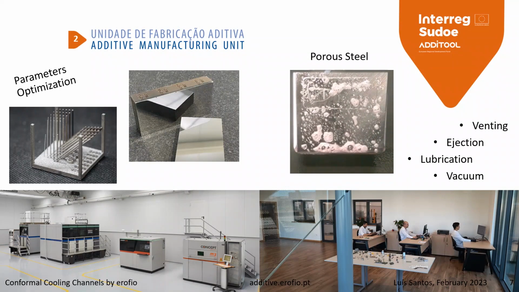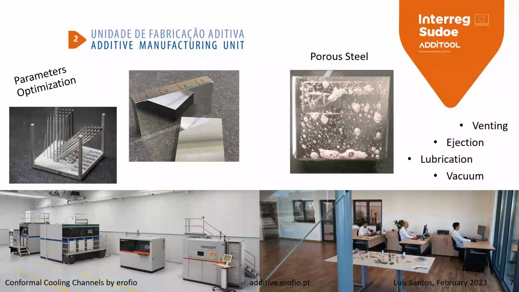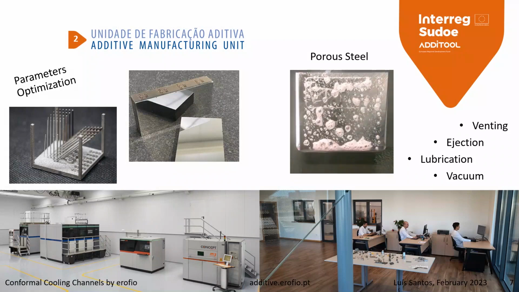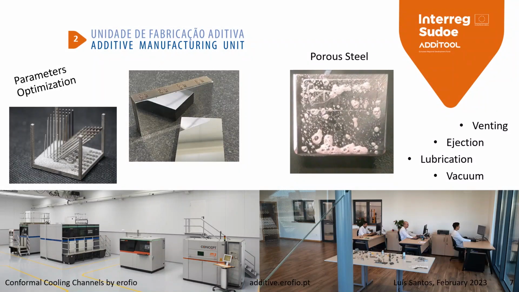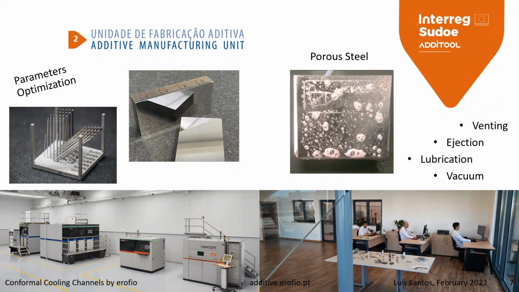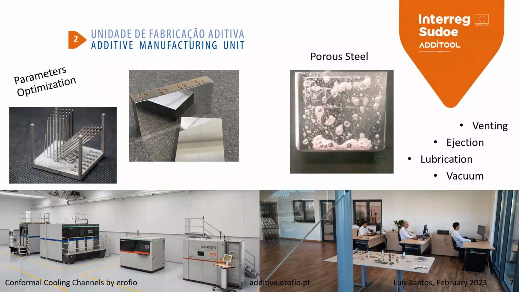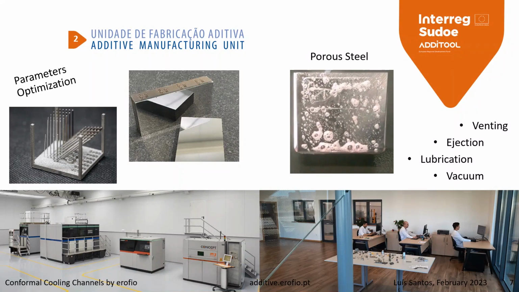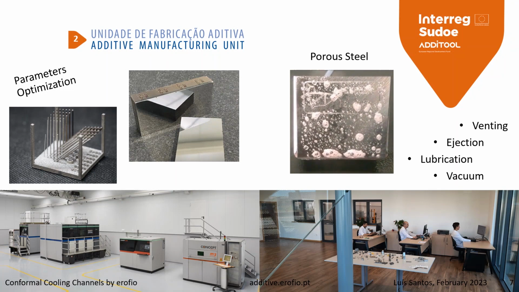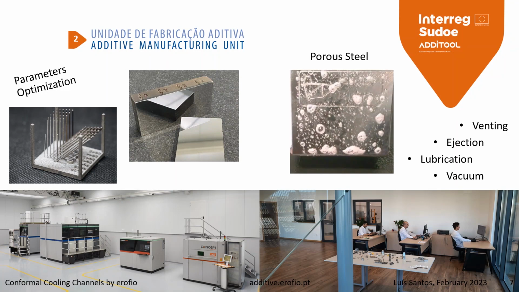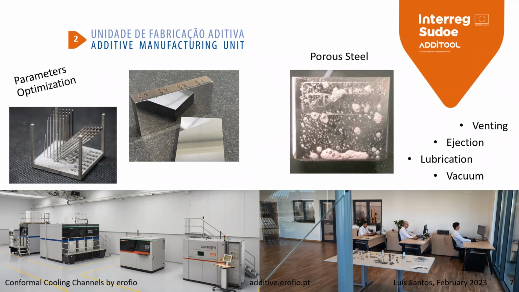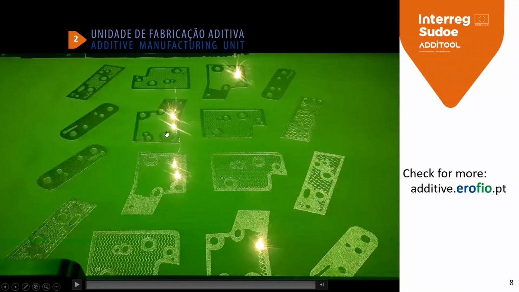We are always doing some research, parameter optimization, looking for solutions like the porous steel that we are using for venting, for ejection of the plastic parts, for lubrication or greasing, and to do vacuum according to the needs. Those are some things that we are exploring, creating new solutions for the needs of every day, I would say.